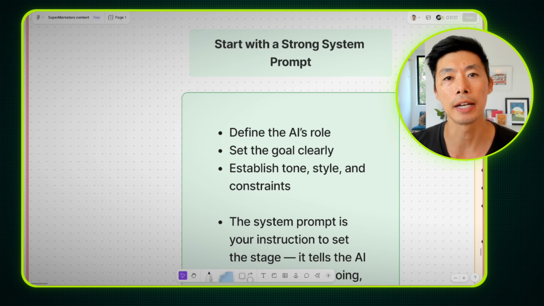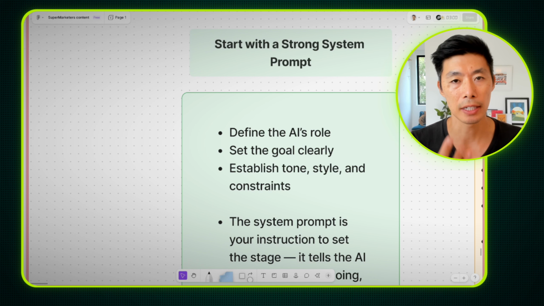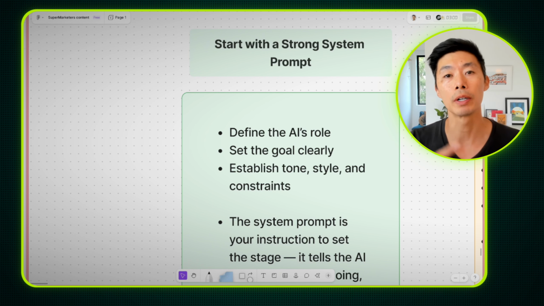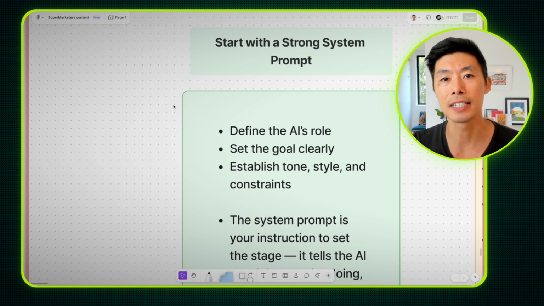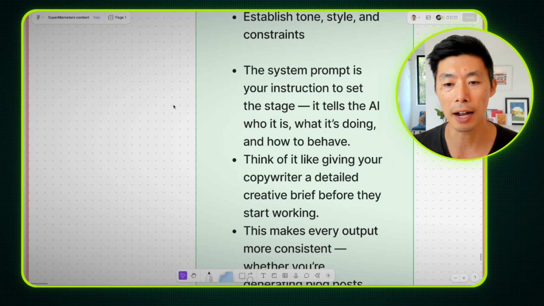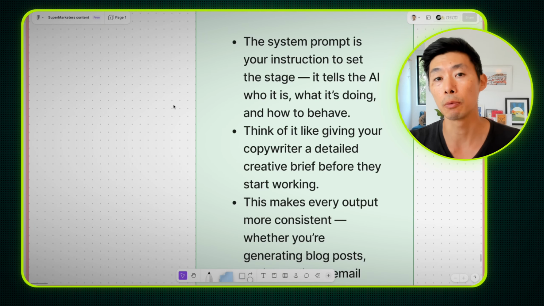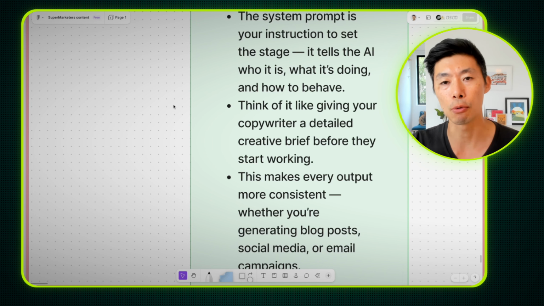Once you have a good understanding of what your end goal is with your AI, then you can think about the roles that you're giving to your AI. So an AI would have a system, a user, and an assistant role. So we'll get into that. But think of the system role as the general instructions that you're giving. It is the stage that you're setting so that you can get consistency across all of your interactions with the AI. It defines the AI's role, it sets the goal clearly, and then it establishes the tone and style. Think of it like working with a copywriter and giving the copywriter a creative brief before the job even begins, and then you're able to get more consistency throughout.